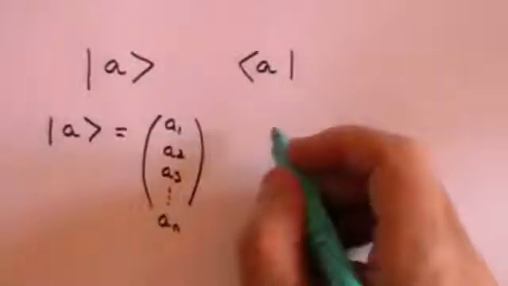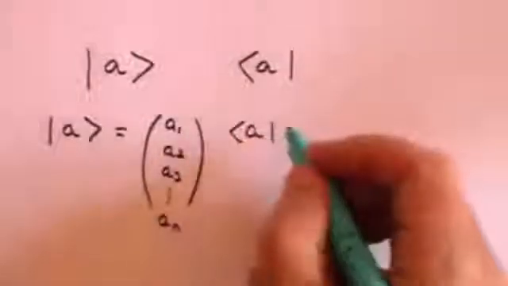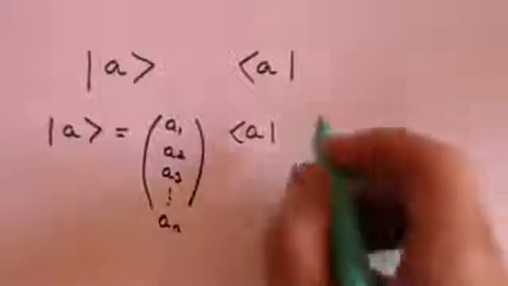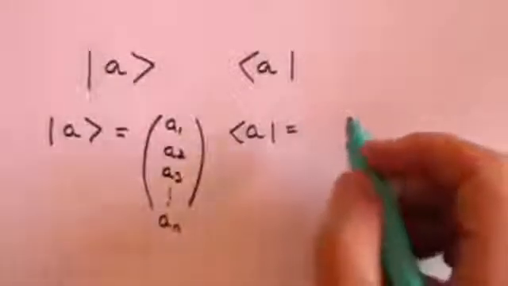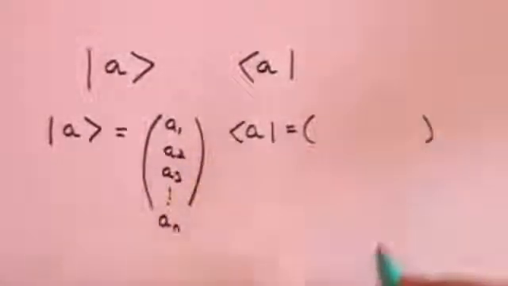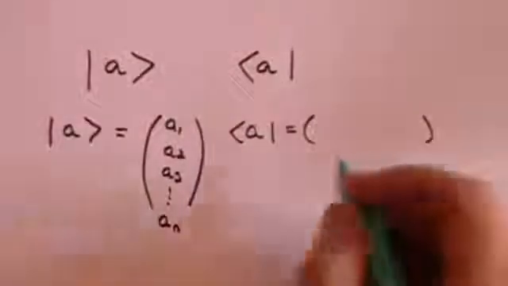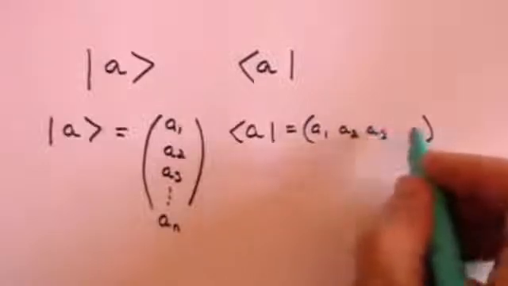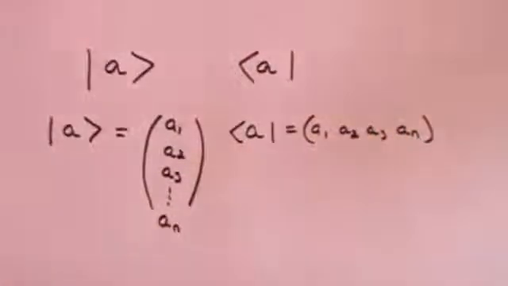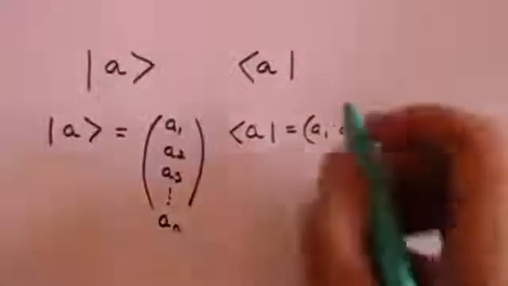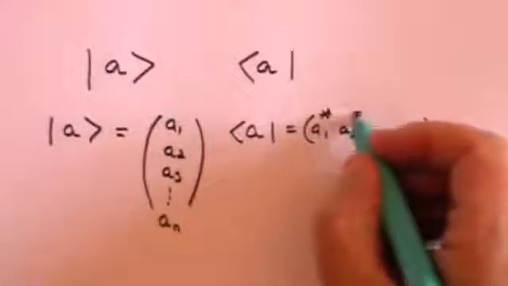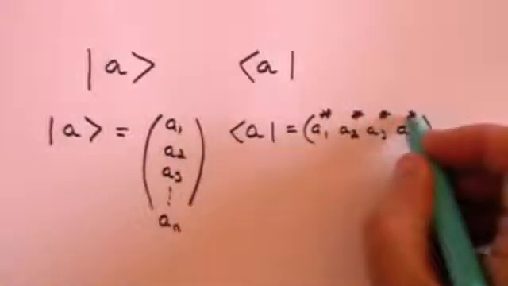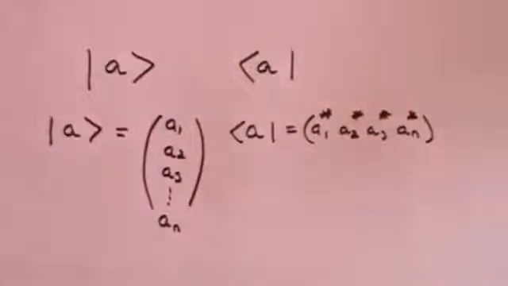I'll explain what I mean by that in just a moment. On the other hand, a bra vector, which you remember is the other way round, is represented in almost the same way, except that it is a row rather than a column. It still has the numbers A1, A2, A3, all the way up to AN, but those numbers are what's called complex conjugated. And I'll explain exactly what I mean by that.